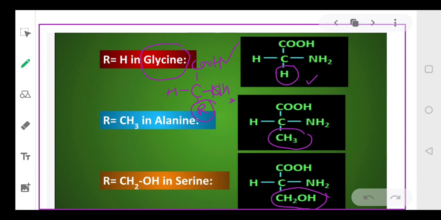So we have three amino acids. If we replace R, that is your side chain or your variable group, with H, it forms glycine. If you replace it with a methyl group, it forms alanine. And if you replace it with methyl hydroxide, it forms serine. So three amino acids.